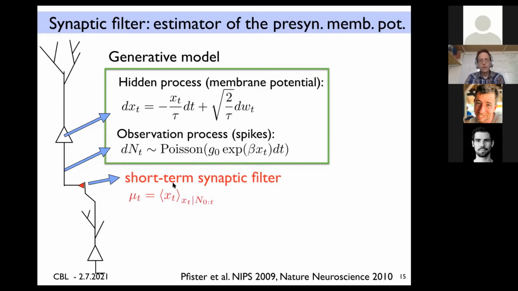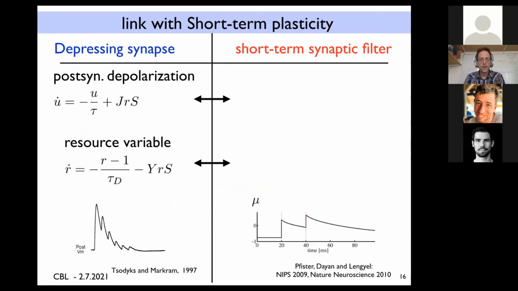Now you can compute your filter, the mean posterior given your past spiking observations, and you can compare it to the phenomenological model of short-term plasticity that I described before, which is also called the Markram-Tsodyks model. This is the two-variable model which I already described. Now you can take your Kushner-Stratonovich equation and compute the evolution of the mean and the evolution of the variance.